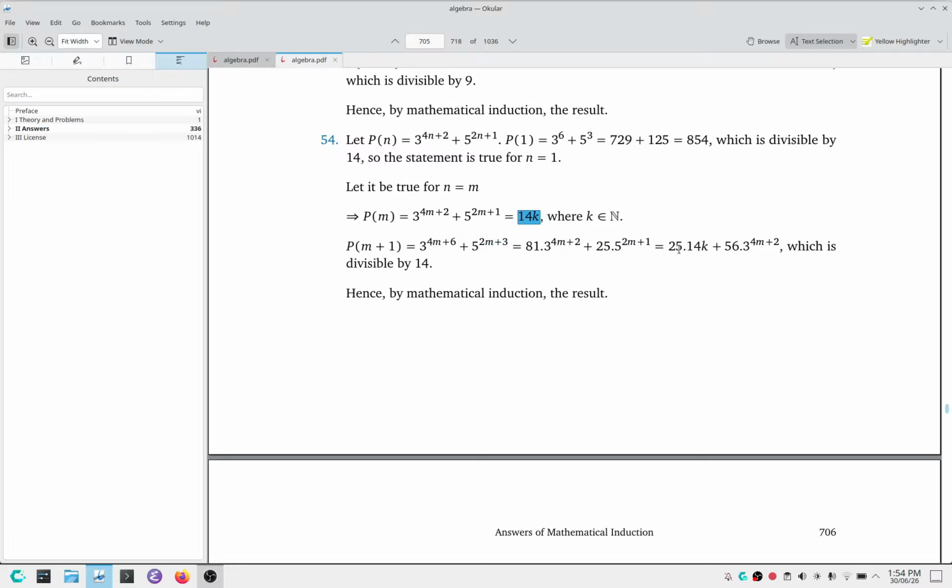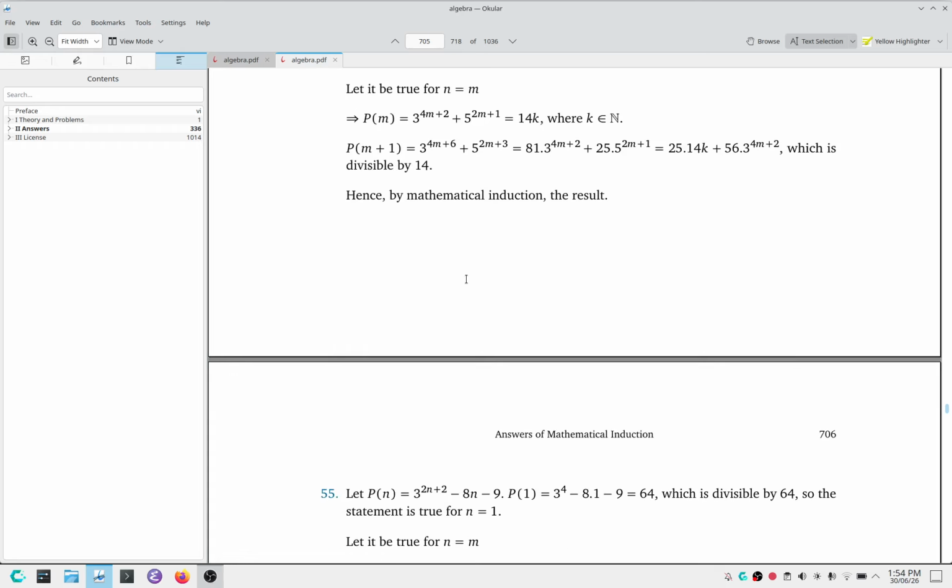So we get 25 into 14k plus 56 times 3 raised to the power 4m plus 2, which is divisible by 14 because 56 is divisible by 14. And hence, by induction, we have the result.